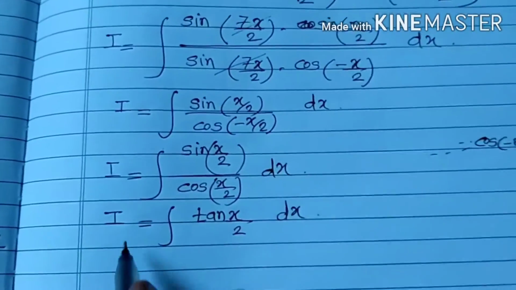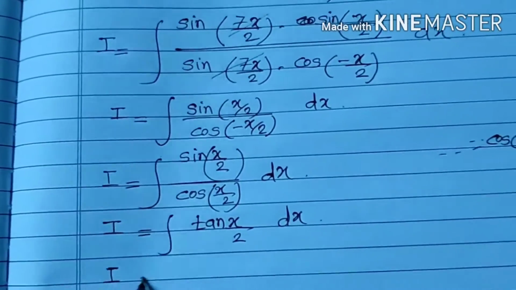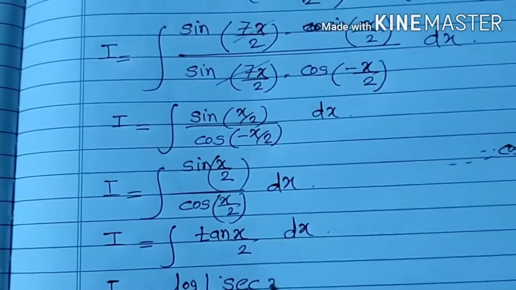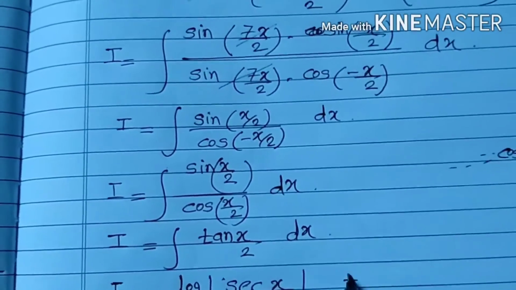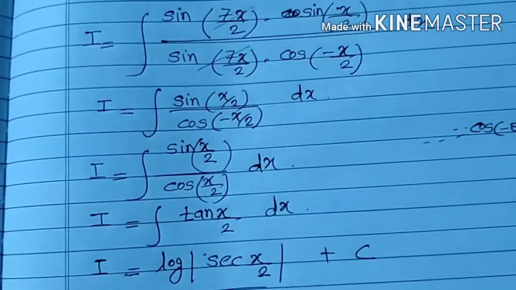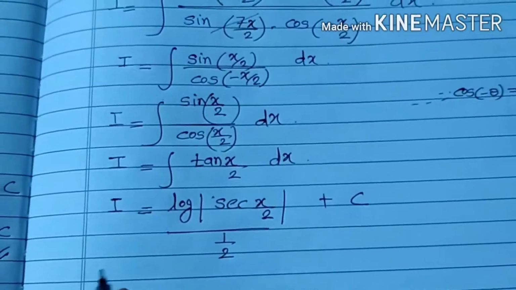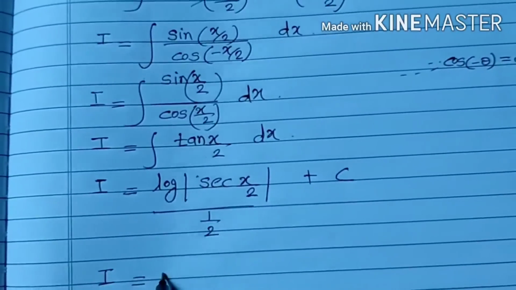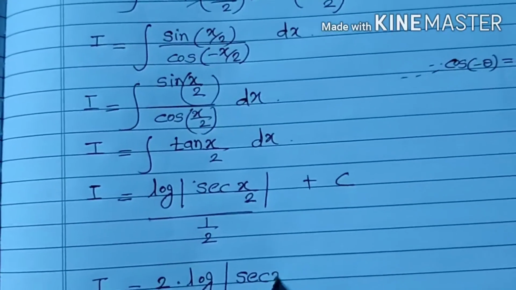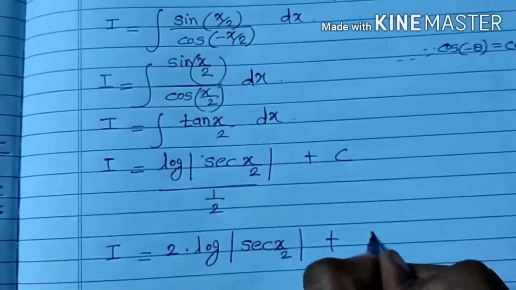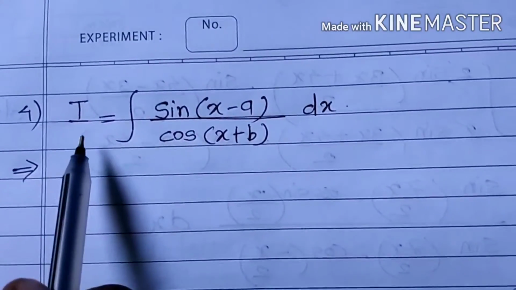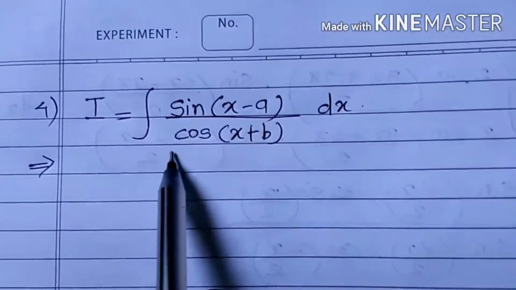Now we integrate this. So integration of tan is log of sec x. So log of sec x/2 plus c. But 1 upon 2 is the multiplier of x, that's why it will become 1 upon 1/2, that is 2. So our answer is I is equal to 2 into log of sec x/2 plus c. This is our answer. Now next example is I is equal to sin(x minus a) upon cos(x plus b) into dx.